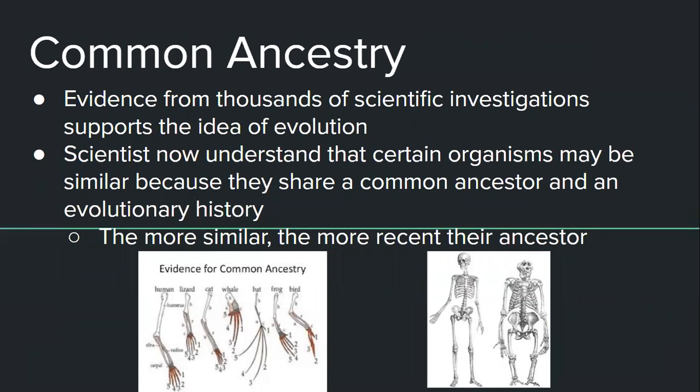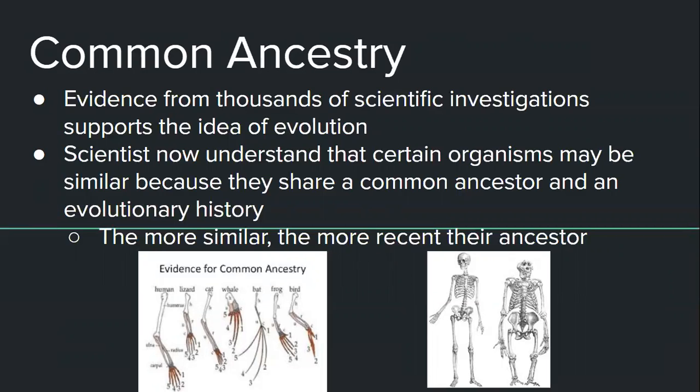Evolution by natural selection is the organizing principle of life science. Evidence from thousands of scientific investigations support the idea of evolution. As understanding of evolution increases, biologists change how they classify species. Scientists now understand that certain organisms may be similar because they share a common ancestor and an evolutionary history. The more similar the two groups are, in fact, the more recent their common ancestor.